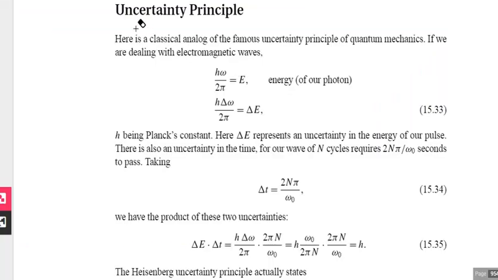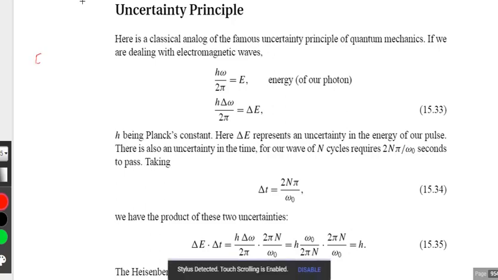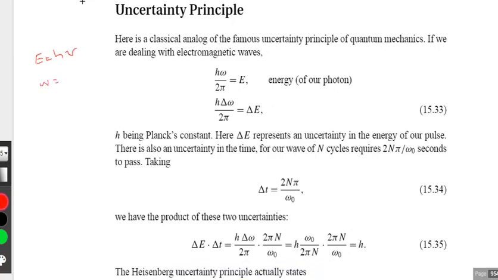Now let us consider the uncertainty principle in quantum mechanics. If we are dealing with electromagnetic waves, then we know that the energy of the electromagnetic wave, energy E, is equal to h nu, and omega is equal to 2 pi nu. So E will be equal to h omega by 2 pi. So delta E will be equal to h delta omega by 2 pi, where delta E represents the uncertainty in the energy of our pulse.